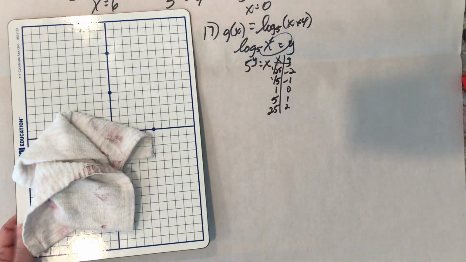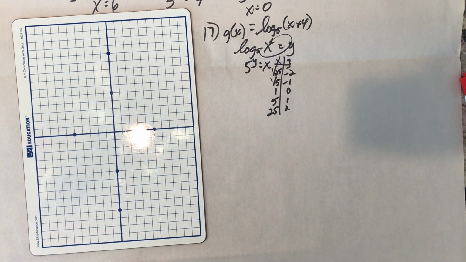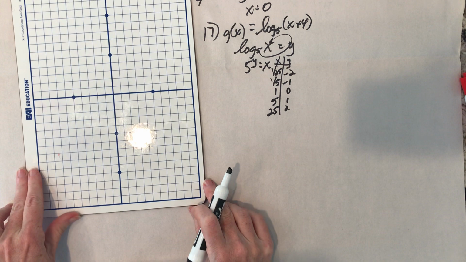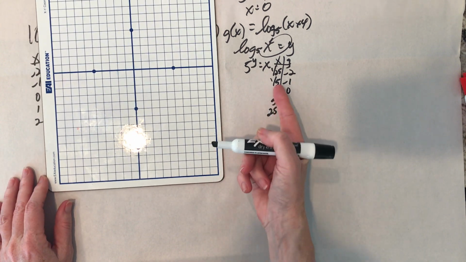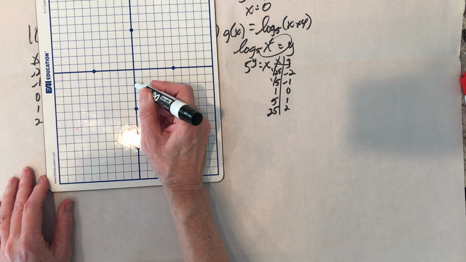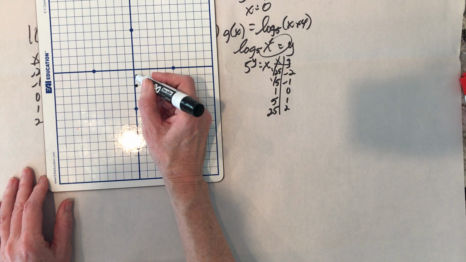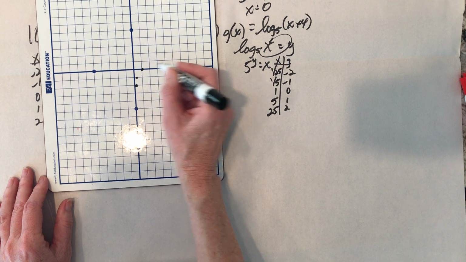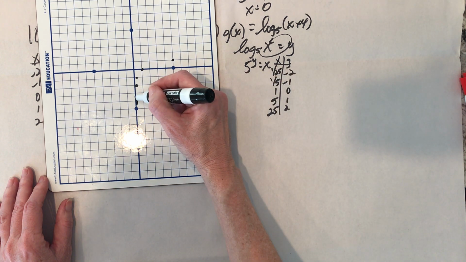Actually, that's not the one we want to graph. Let me think if MyMathLab asked you to do that. No. They want you to go ahead and transition, but I want to show you that one just as a transition. So let's graph this one first. 1/25, negative 2. So go out barely and go down negative 2. Then 1/5, negative 1. 1, 0. 5, 1. And then way out here, 25, 2.